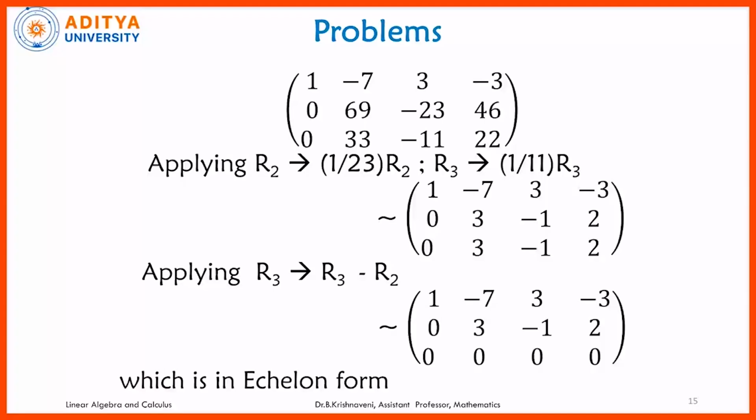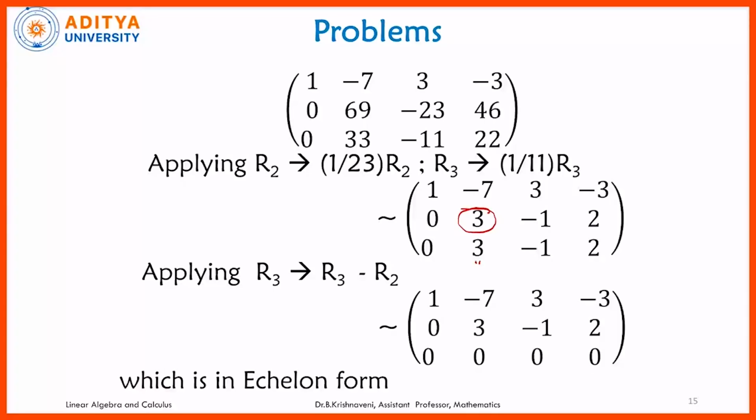So I have used this operation, that is R2 by 23: 0, 69 by 23 is 3, minus 23 by 23 is minus 1, 46 by 23 is 2. And R3 by 11: 0 by 11 is 0, 33 by 11 is 3, minus 11 by 11 is minus 1, 22 by 11 is 2, right? So now this is the pivot element. Now we need to make the element below it 0 using a row operation.